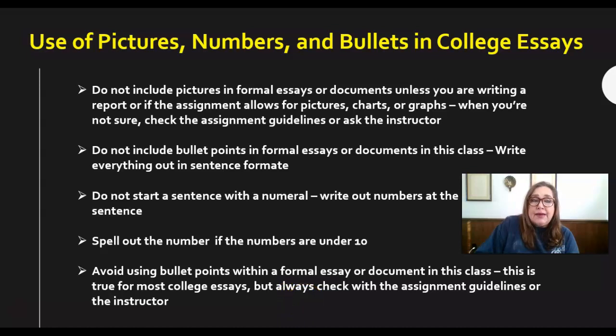Don't start a sentence with a numeral. If you have it as part of what you're trying to say, you have to spell out that numeral if it's the first word of the sentence. And if it's a number in something you're writing, if it's under 10, you have to spell it out. If it's over 10, you can actually use the number. Usually using bullet points in a formal essay is just not something that's done.